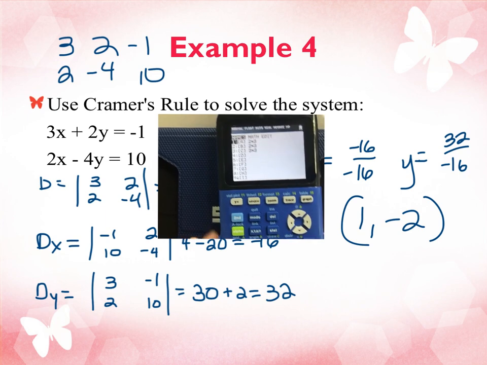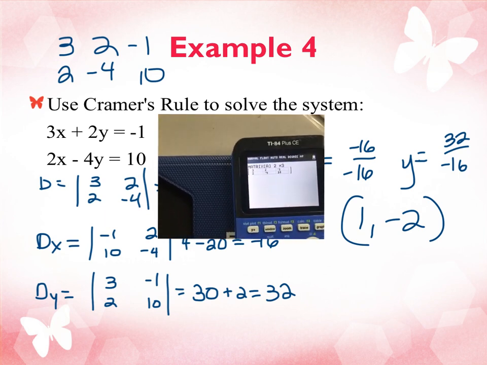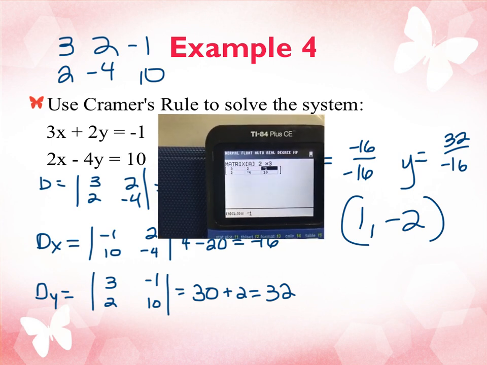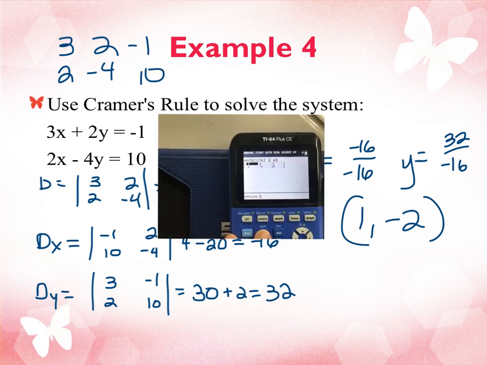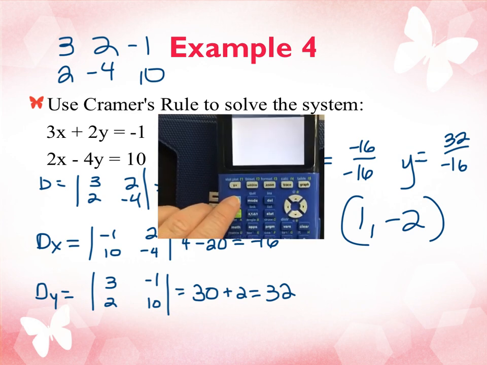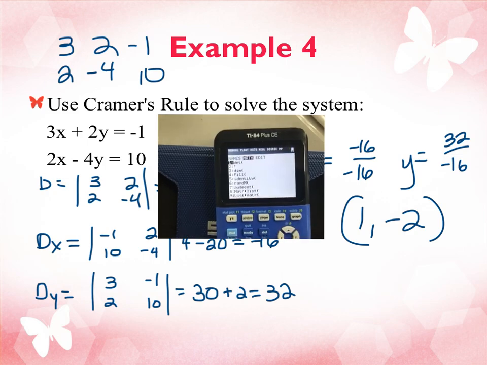So I'm going to go to second matrix, back to my menu. I'm going to go to edit. That would be a 2 by 3. So I made it a 2 by 3. And then I entered in 3, 2, negative 1, 2, negative 4, 10. Then I'm going to go to second, quit to get out of that mode. And I'm going to go to my matrix math menu, which is actually under second matrix. And I arrow over 1.